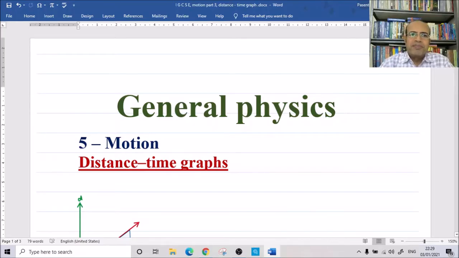Assalamu alaikum. Distance time graph or displacement time graph. What can we deduce from that graph?